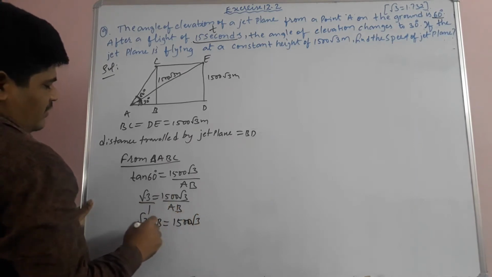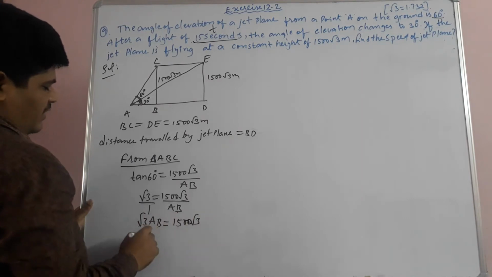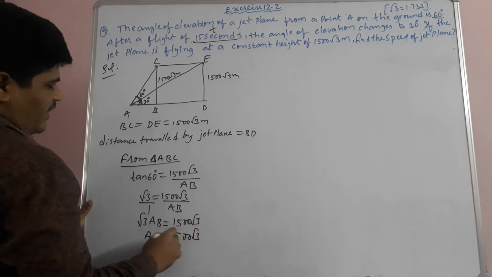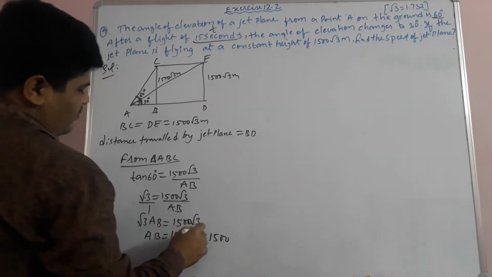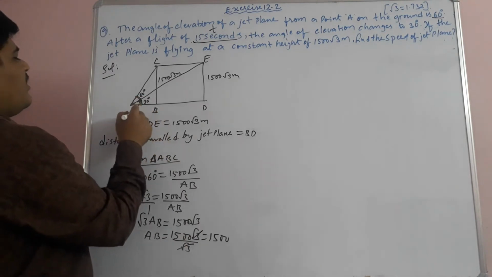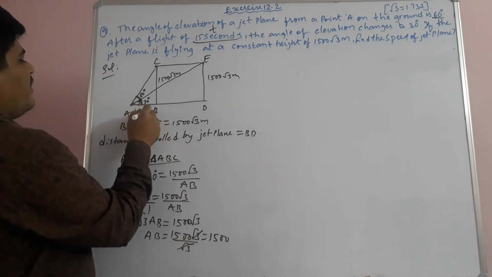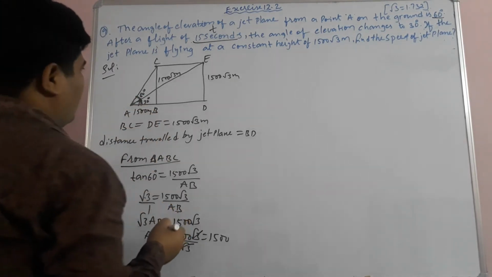Now children, transpose root 3 to the right hand side, then you will get the AB value as 1500 root 3 by root 3, which is equal to 1500. So root 3 cancels. So children, what is the value of AB then? 1500 meters.